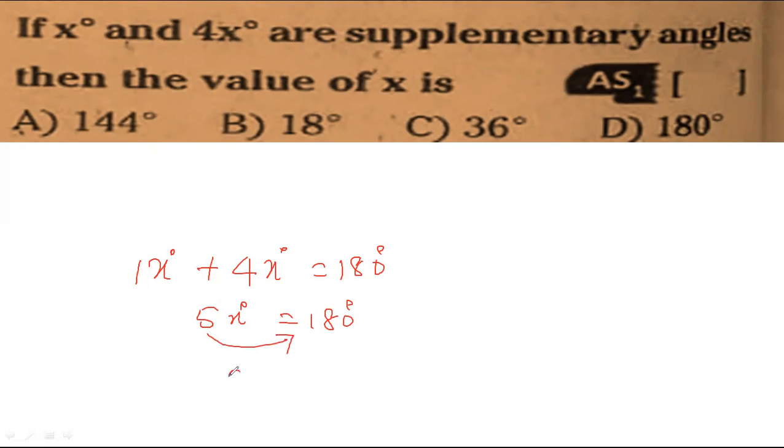If 5 is transposed, x degrees is equal to 180 degrees upon 5. If I cancel with the 5 table, we will get 36 degrees, since 5 times 36 is 180. So the answer is 36 degrees. The value of x is 36 degrees. Option C is correct.